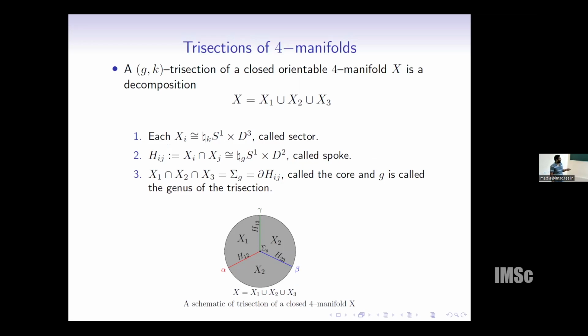And the intersection is the boundary condition of G compass of S1 cross Dn minus 2, and the triple intersection is a closed n minus 2 surface. I mean, a closed n minus 2 manifold actually. So these are handle bodies. Basically, these are decompositions into handle bodies.